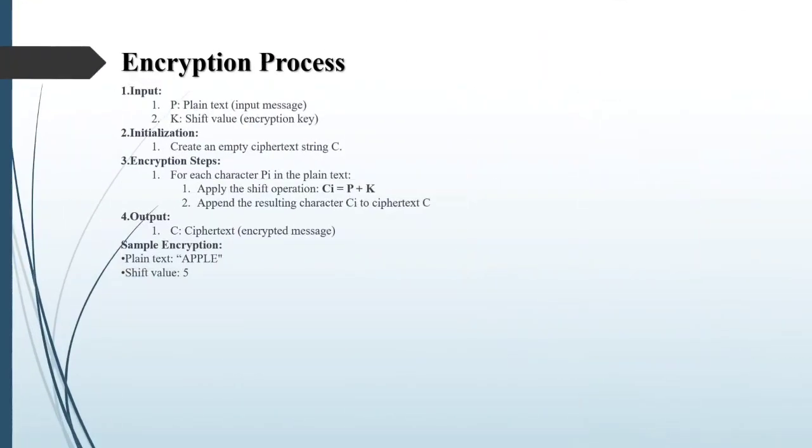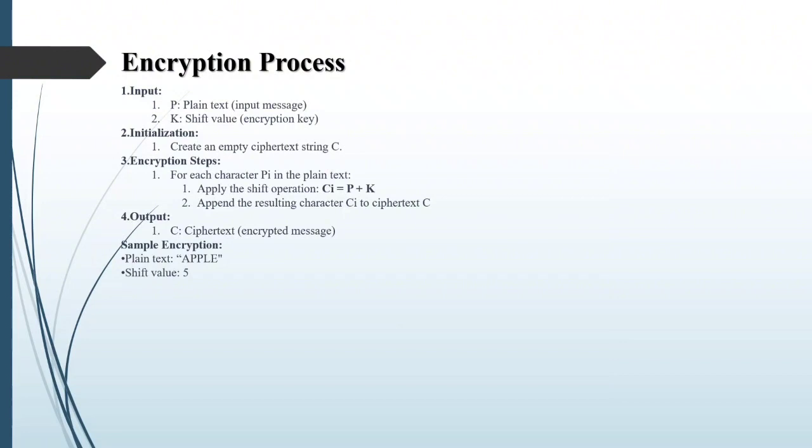After that we see the encryption process. In the input we have two values: first the plain text, called P, and the shifting value, that is the encryption key, called K. After initialization, create an empty cipher text, starting with C. In the encryption step, for each character Pi in the plain text, apply the shift operation Ci equals Pi plus K, and append the resulting character Ci to the cipher text C. The output C is the cipher text, the encrypted message.